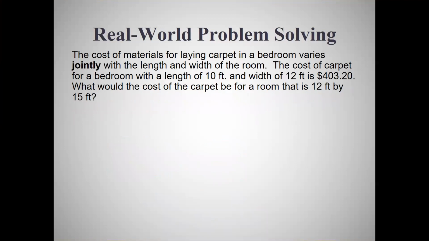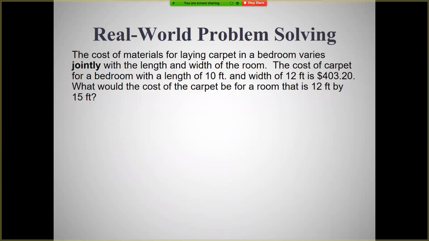And then the last one is the trickiest one. You do have a question, again, exactly like this on your test. It's again talking about some kind of flooring. But in this case, the cost of materials for laying carpet in a bedroom varies jointly. So instead of saying it varies directly, here we've said jointly, which means we're just going to have to join two things together in our proportion. In this case, it varies jointly with the length and the width. Those are the two things you're going to have to join together in your proportion.